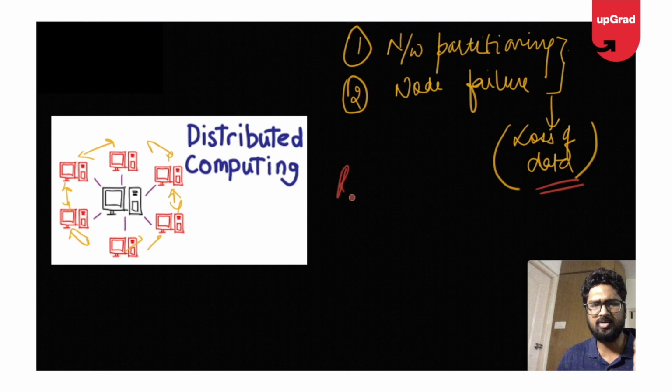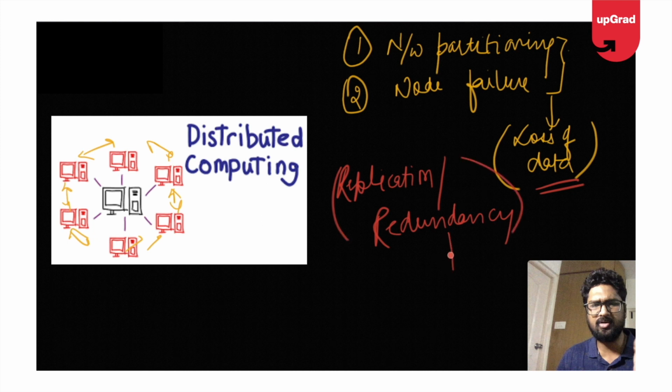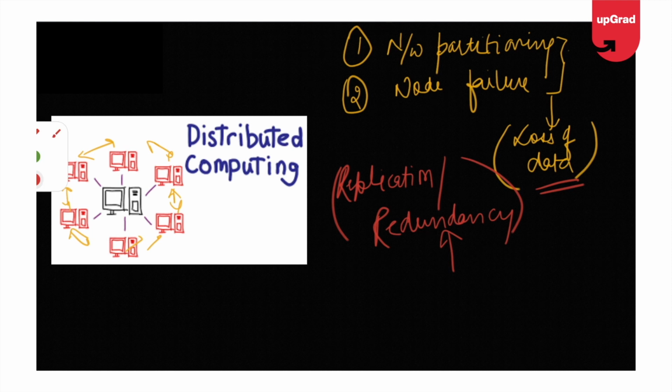Can we replicate the data, or can I bring redundancy into the picture? And then this concept got highlighted, and this is what that is: replication or redundancy in the data. What is that? Replication or redundancy in the data. It says that instead of having one copy of data, please go and store multiple copies of data.